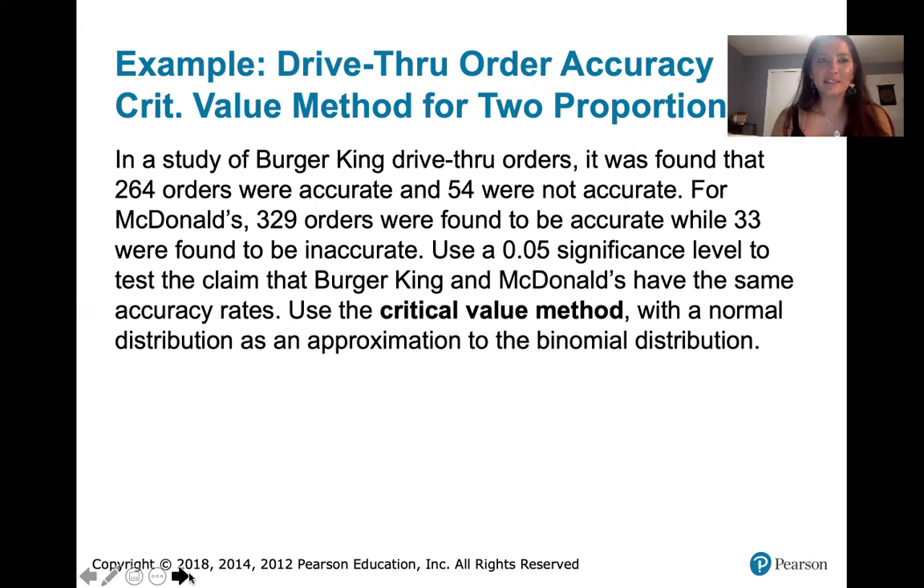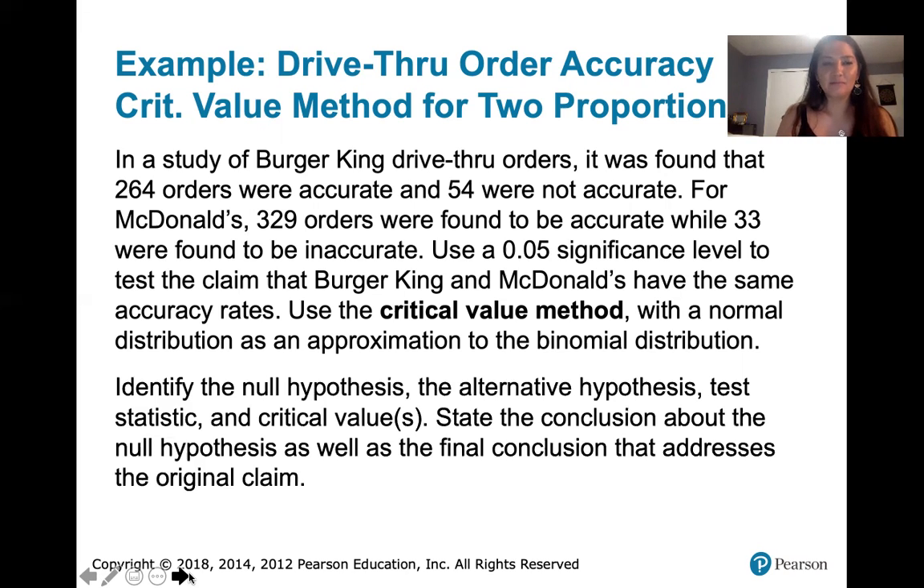Okay, so the problem statement says, in a study of Burger King drive-through orders, it was found that 264 orders were accurate and 54 were not accurate. For McDonald's, 329 orders were found to be accurate, while 33 were found to be inaccurate. Use a 0.05 significance level to test the claim that Burger King and McDonald's have the same accuracy rates. Use the critical value method, with a normal distribution as an approximation to the binomial distribution.